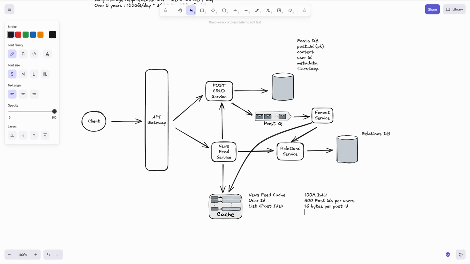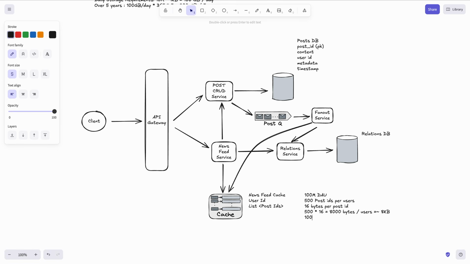So for 500 posts we'll have 16 by 500 bytes, which is around 8,000 bytes per user, which is roughly around 8 KB of data per user. So each user's newsfeed cache takes around 8 KB.